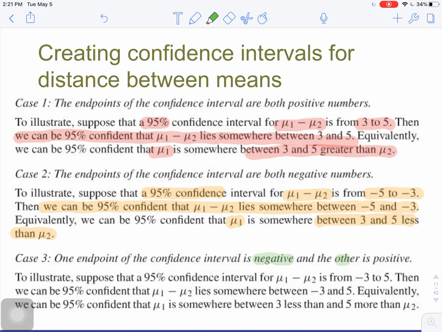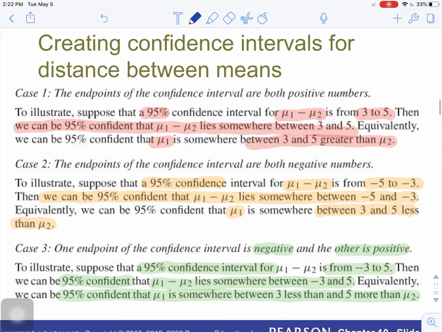We also have what happens when one is negative and one is positive. So if we come up with a confidence interval, we can be 95% confident that the difference is between less than 3 to greater than 5. So here again, 95% confident that our difference lies somewhere between -3 and +5. We would be 95% confident that population 1 is somewhere between 3 less and 5 more than population 2.